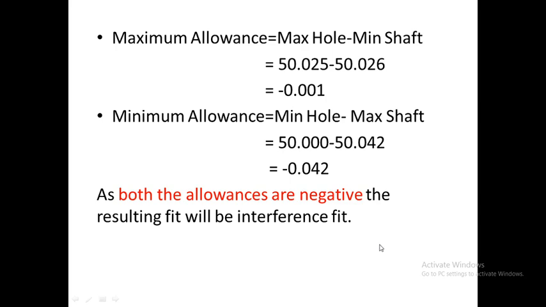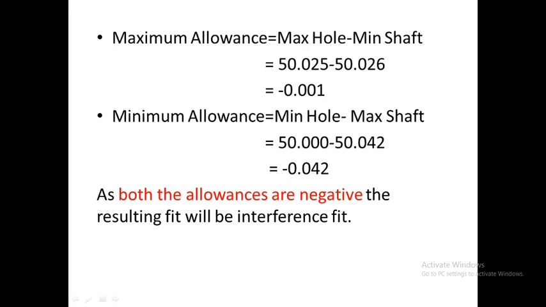So basically, for determining the type of fit, you have to calculate the maximum and minimum size of both the shaft and the hole, then determine the maximum and minimum allowance, and based on the value of the allowances, that is either they are positive or negative or both positive and negative, the resulting fit will be determined.